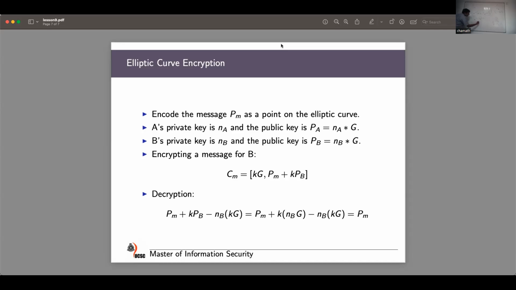Now Bob is subtracting this number, NB into K into G. These two are the same. They are points, not numbers, but they are the same. So you are subtracting a point from itself. So you should get the zero point here. So this is equal to PM plus the zero point, which equals PM. So Bob can get back the message point. Then again, Bob has to do some kind of decoding to get back the message, because the message was already encoded as a point on the curve. Is this okay?